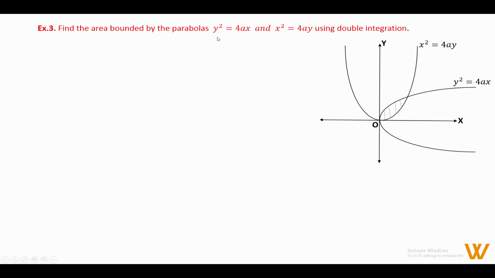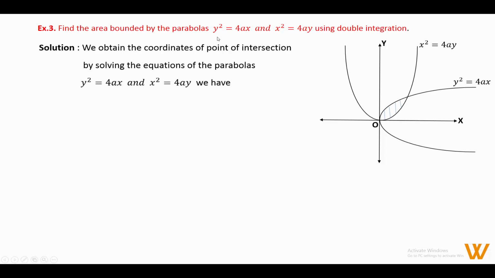Now find the points of intersection. This point of intersection is 0, 0. Now find this other point of intersection. We obtain the coordinates of the point of intersection. So for that, consider the equations of the parabolas y squared equal to 4x and x squared equal to 4ay. Consider this parabola x squared equal to 4ay. Squaring both sides, we get x raised to 4 equal to 16a squared y squared. Put the value of y squared as 4x, so we get x raised to 4 equal to 16 into 4, which is 64, a squared into a is a cubed, into x.